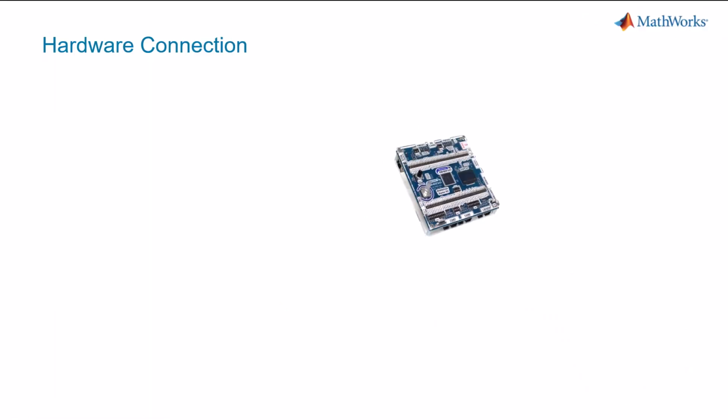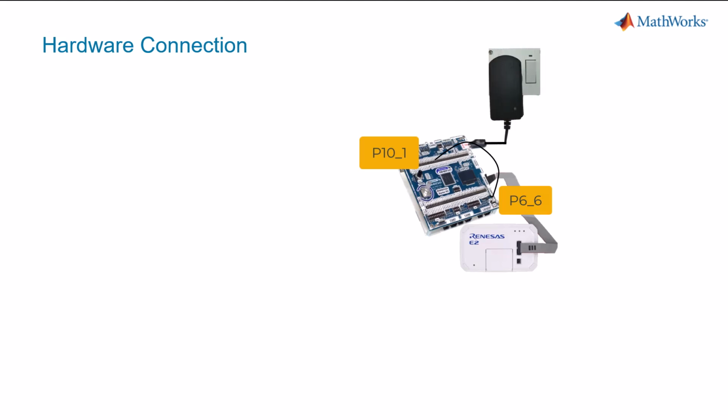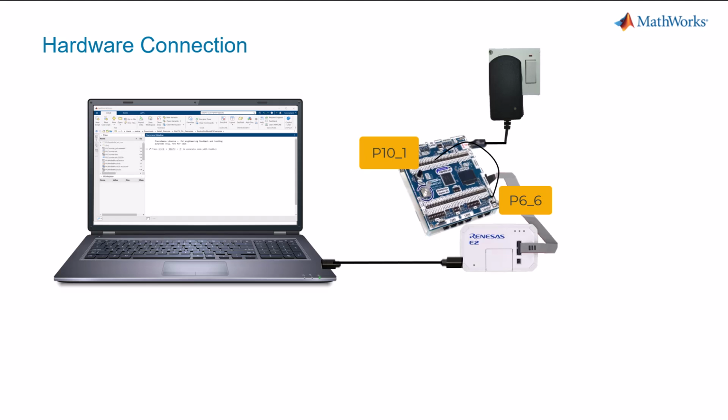Connect the RH850 starter kit to the Renesas E2 emulator. Use a jumper cable to short the first channel of the TSG3 signal to LED pin P6_6. Power the board using a 12-volt adapter. Connect the E2 emulator to the host computer where MATLAB is installed using a USB cable. Connect the USB UART port to the host computer via a Type-C USB cable.